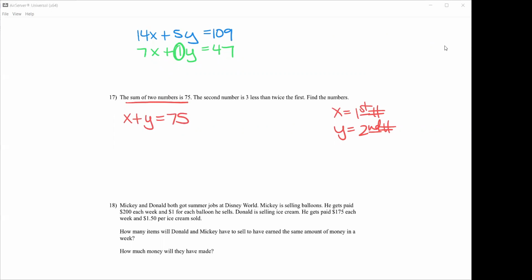And then the second number is 3 less than twice the first. Okay, so the second number, and actually I'm going to break this up. The second number, that's y, means equal. 3 less than, that means minus 3. 3 less than something means you're taking away 3. Twice the first. So twice the first is 2x. However, whenever you see less than, greater than, more than, that tells you you have to swap the order here. So really, this equation is going to be y equals 2x minus 3.